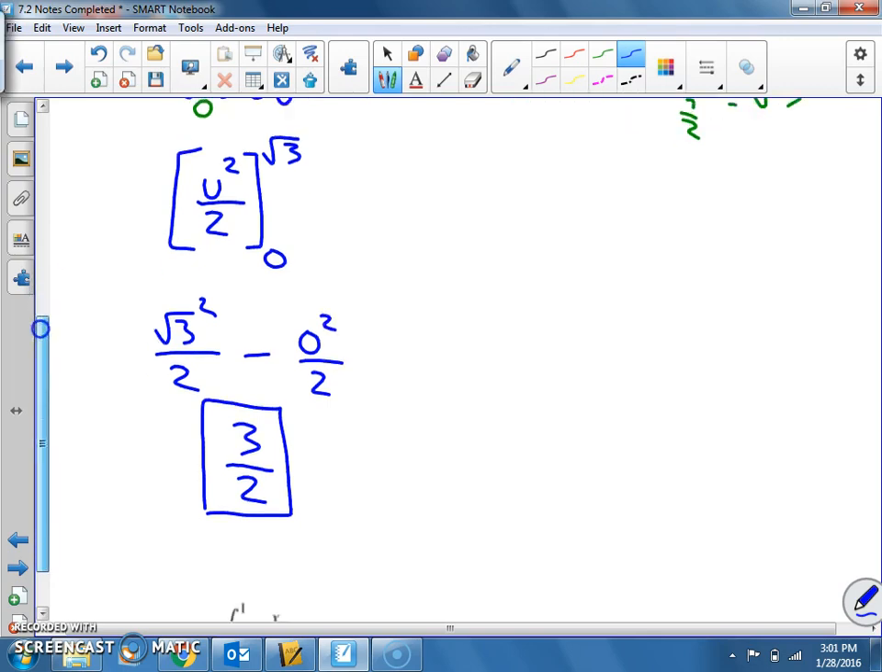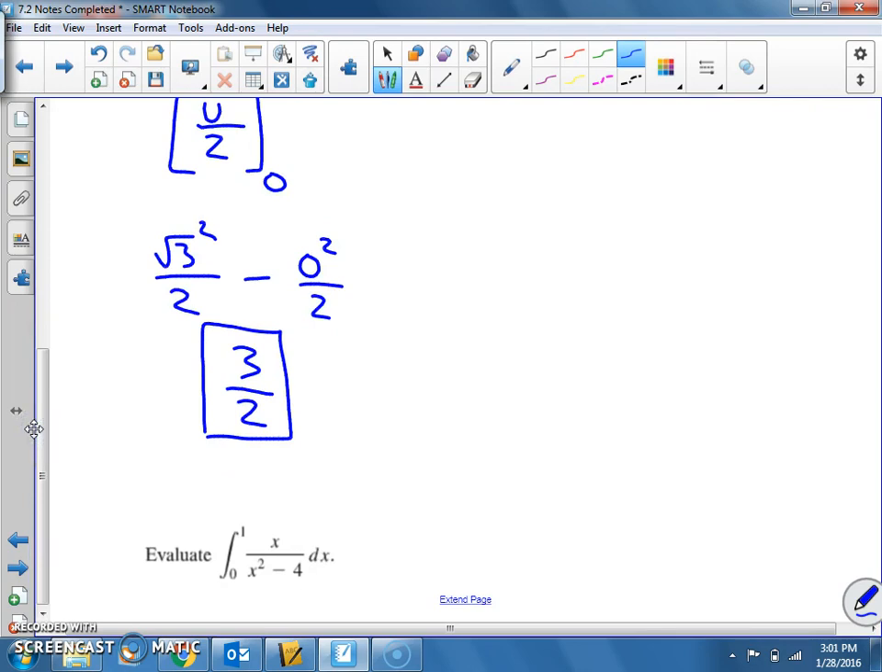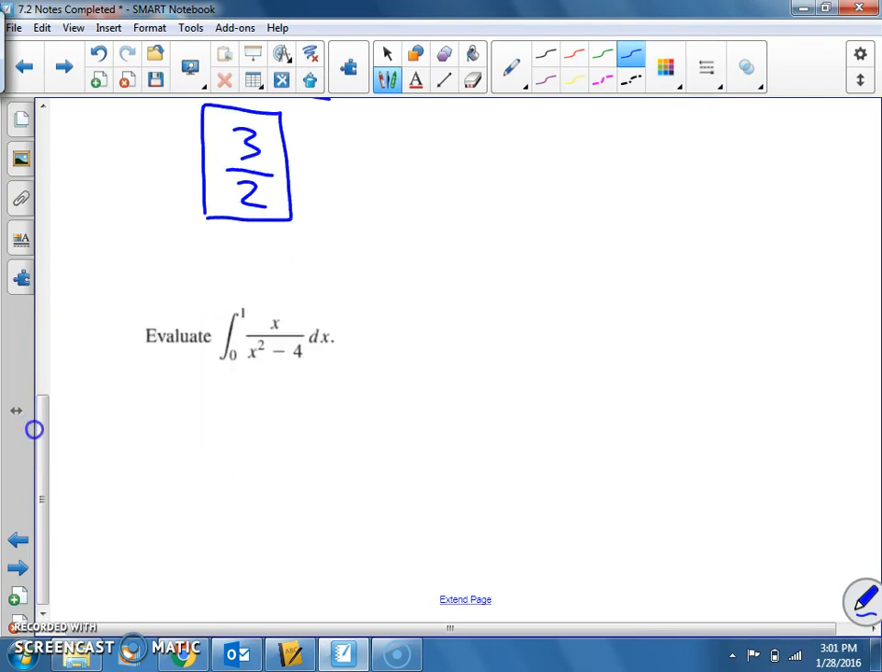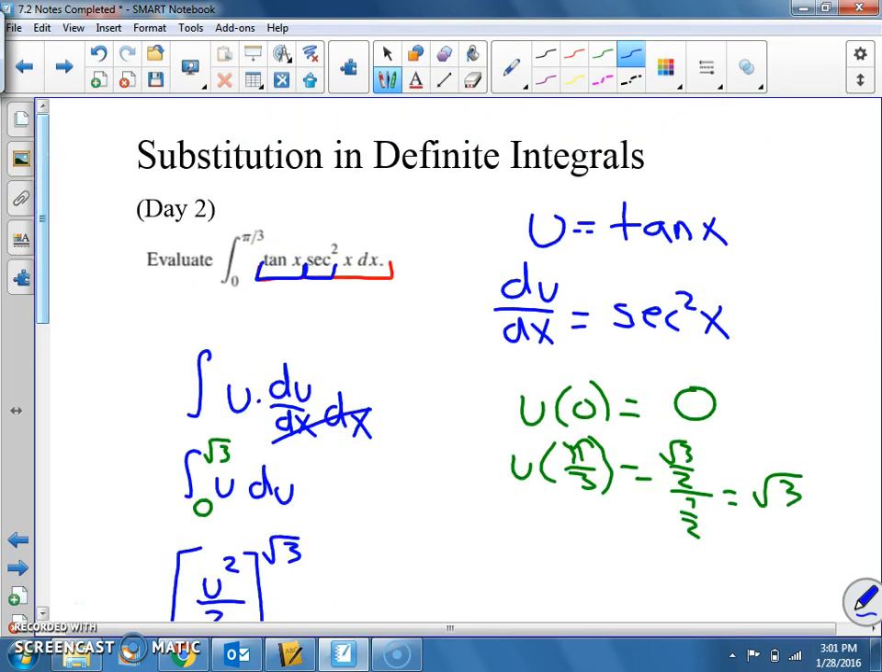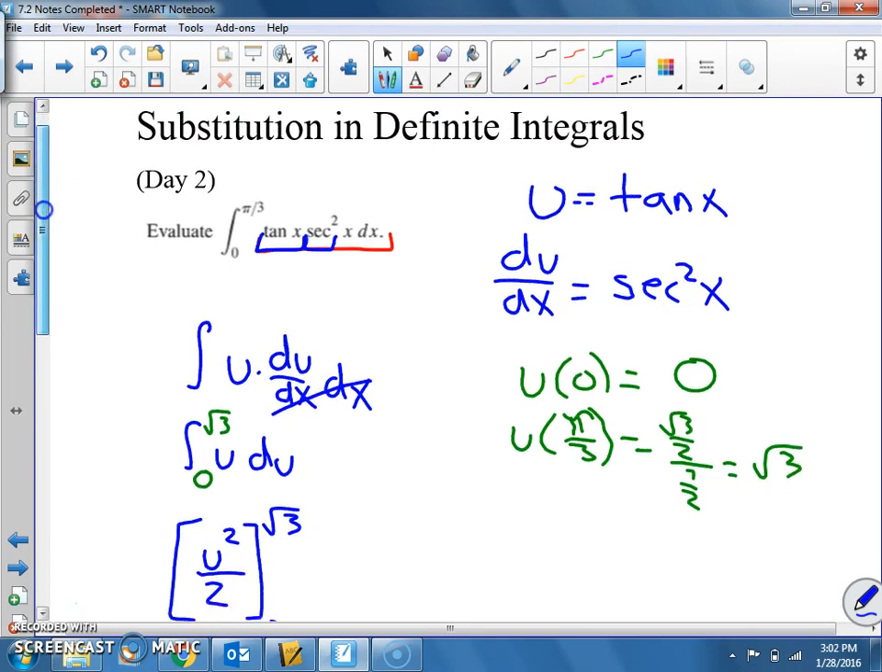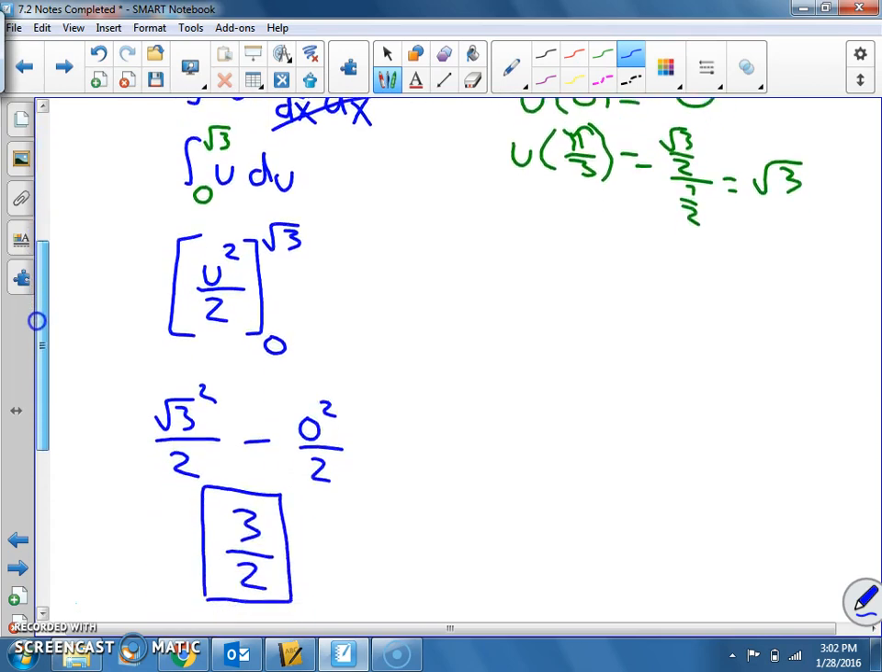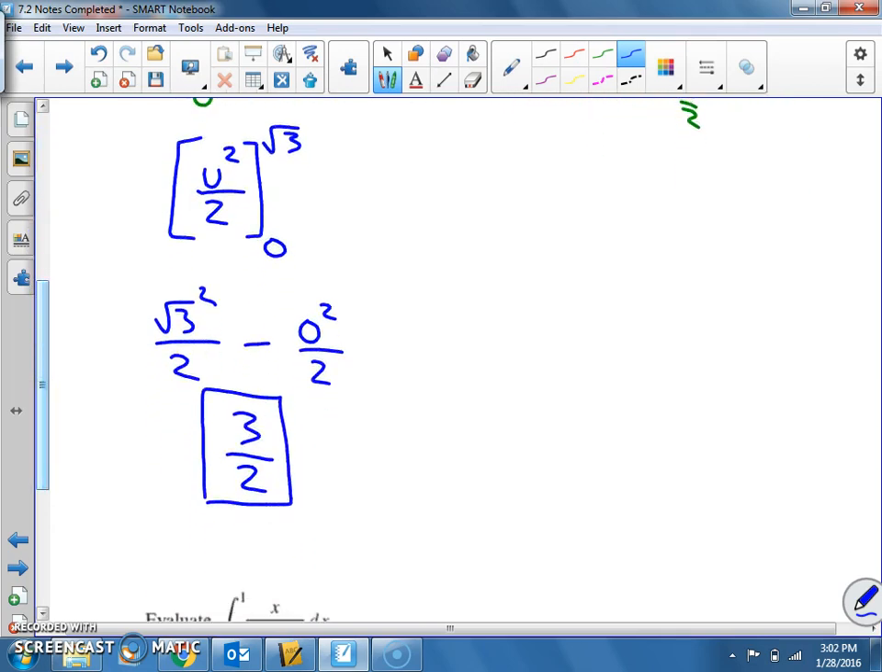Okay, and then we've got one more down here. Why did we change the limits? Because if we plugged in the same things, we have to think about would that make sense if we did it the other way around. Let's think about our antiderivative. Our antiderivative was u squared over 2. Okay, and then we can just change the limits right away. Now let's think, if we change the u back to the tangent of x, would it work?